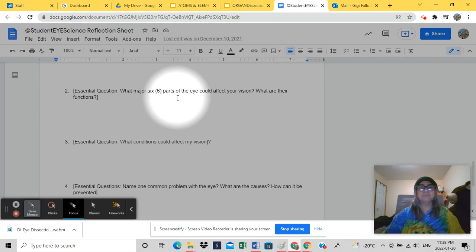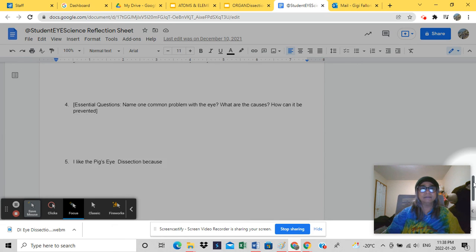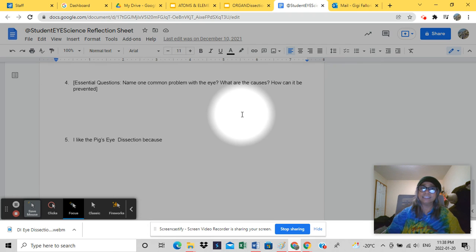Now, another essential question here. What major six parts of the eye could affect your vision? What are their functions? Go back to the parts of the human eye, or the pig's eye. Essential question again: what conditions could affect my vision, your vision? I did mention earlier on about too much screen time. What happens to the eye or to the eyes? Go back to the earlier part of the video.